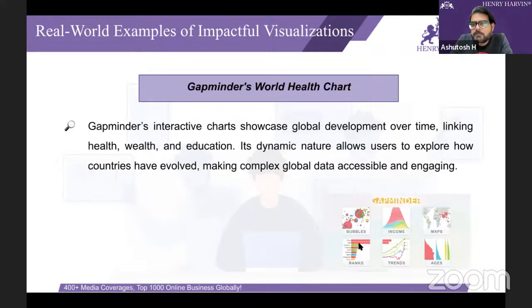Now, this is Gapminder's World Health Chart. You can see the bubbles, income, map, ages, all these kinds of things. This is an interactive dashboard showcasing global development over time, linking health, wealth, and education. Its dynamic nature allows the user to explore how countries have evolved. And obviously, not to forget, this makes complex global data accessible and engaging as well.